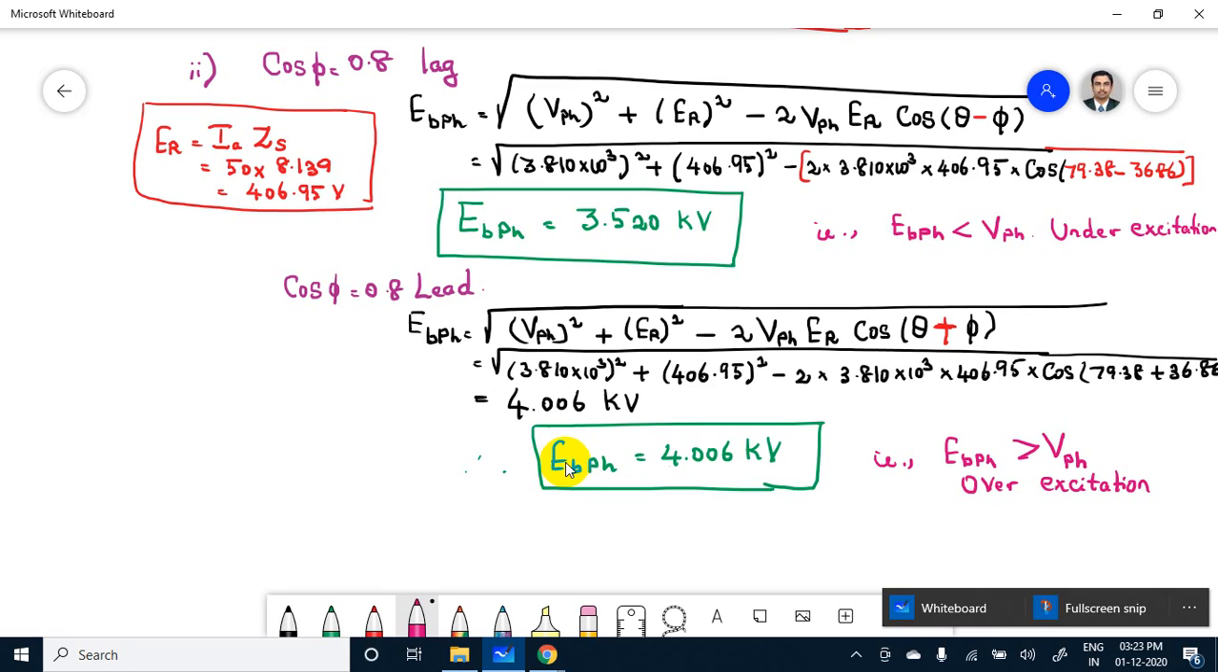Any doubts in this problem? Any doubts, students? If you have doubts, please ask me. The phi value you can take from the power factor, but the theta you have to measure from the impedance. That is the only difference. Any doubts?